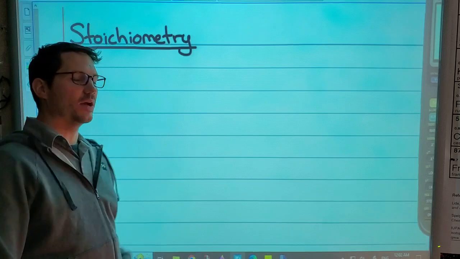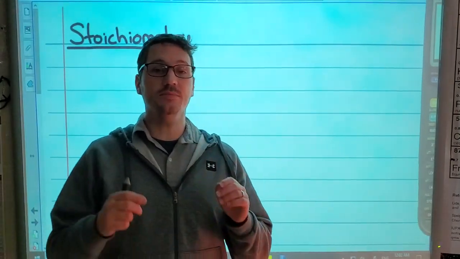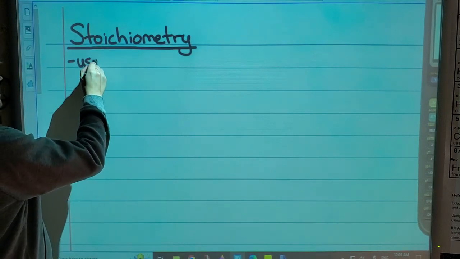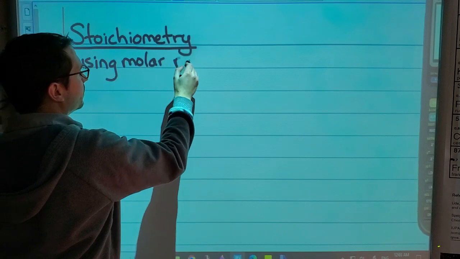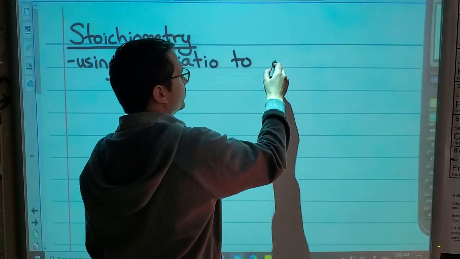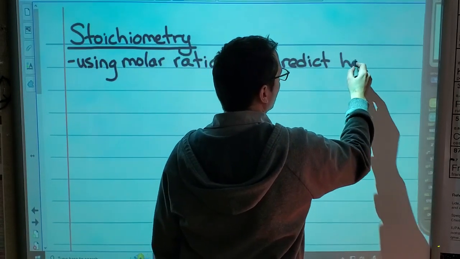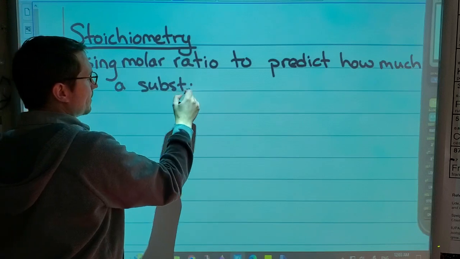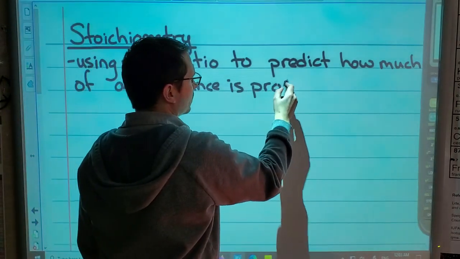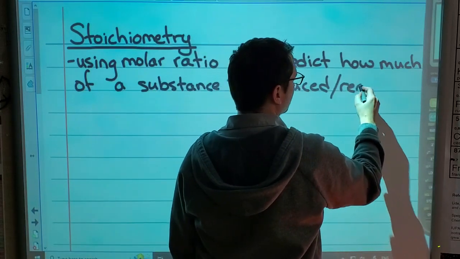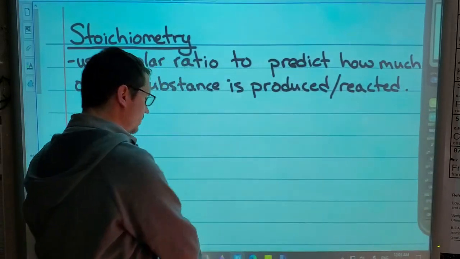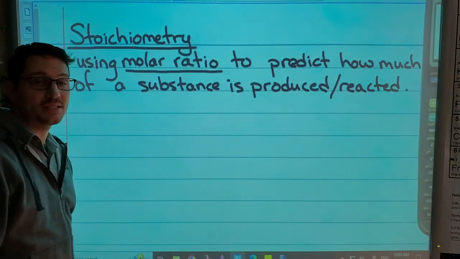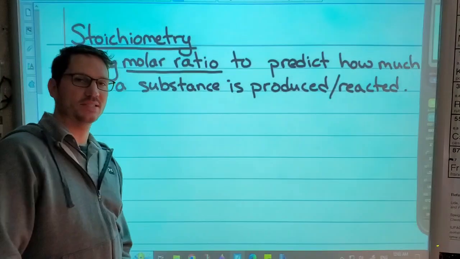We're going to move on to something called stoichiometry. Now, stoichiometry is a really big fancy word, but all it means is being able to predict the amount of a substance reacted or created from another substance. So, it's using the molar ratio to predict how much of a substance is produced or reacted. Using the molar ratio. You know, you don't know what that is, and that's totally fine. We're going to talk about what a molar ratio is here in a second.